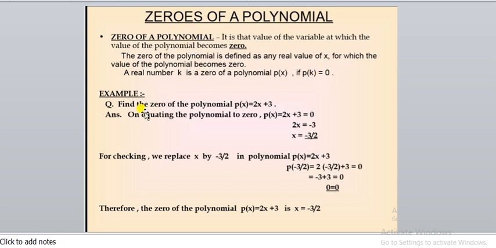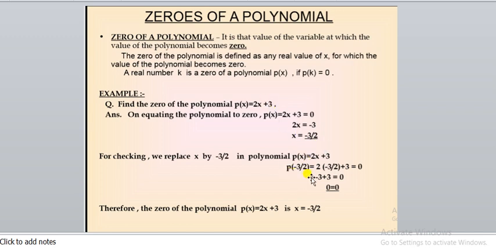Let us understand through an example. Find the zero of the polynomial p(x) equals 2x plus 3. On equating the polynomial to 0, what do we get here? 2x plus 3 is equal to 0, 2x is equal to minus 3, x is equal to minus 3 upon 2. So the value of x is minus 3 upon 2. This is the zero of the polynomial. If we put x equals minus 3 upon 2, we are checking here: we replace x by minus 3 upon 2 in this polynomial.